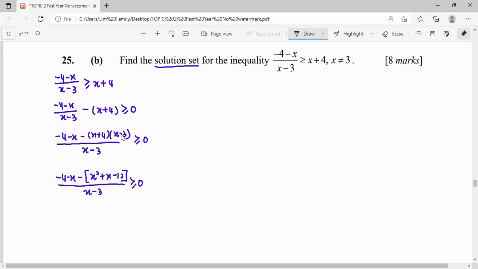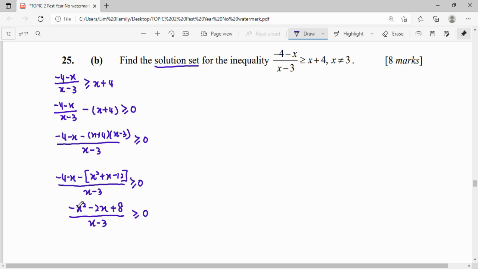Continuing to simplify, we get a quadratic here. So negative x squared, and then this negative x with negative x, we get negative 2x. Then you can see negative, negative, positive 12 minus 4, we get positive 8. So we haven't come to the simplified form. For rational inequalities, we must simplify until the quadratic is also in factorized form. That is what we mean by simplified form.